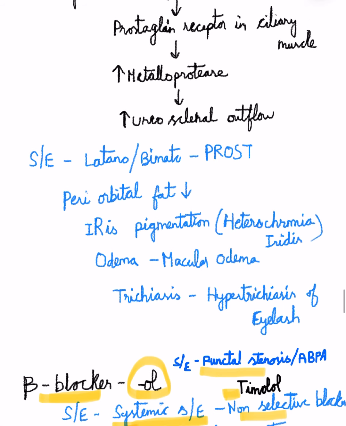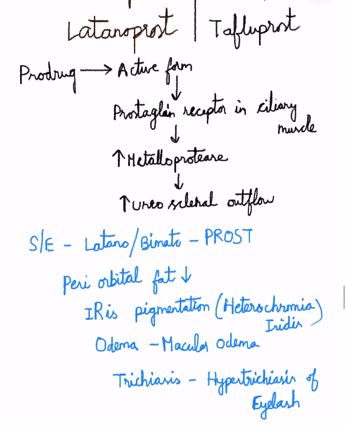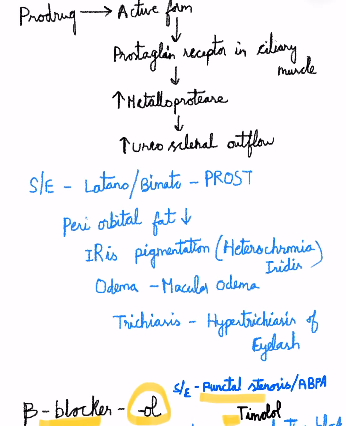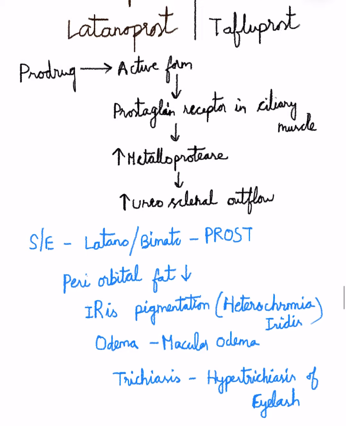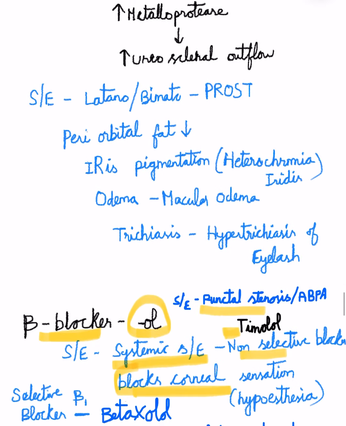So the side effects concerned with these prostaglandin analogs are decreased periorbital fat, iris pigmentation, edema, and trichiasis, which is hypertrichosis of the eyelash. This also can be remembered as our eye looks prettier when it is colored and with more eyelashes. That is the side effect seen with these prostaglandin analogs.